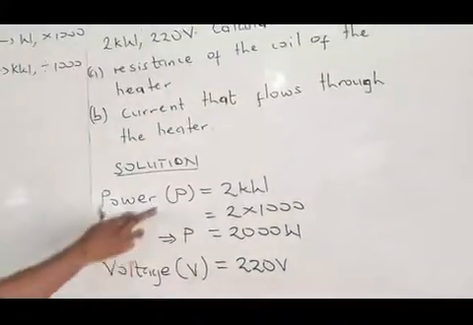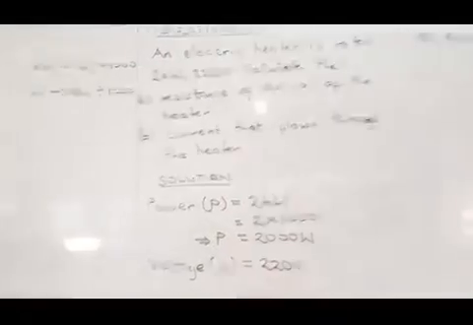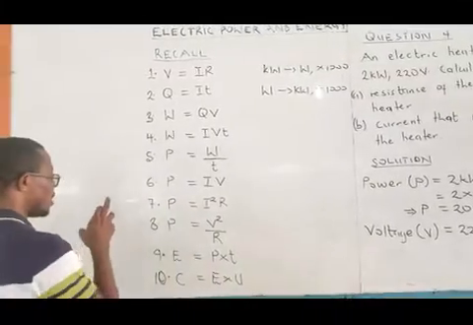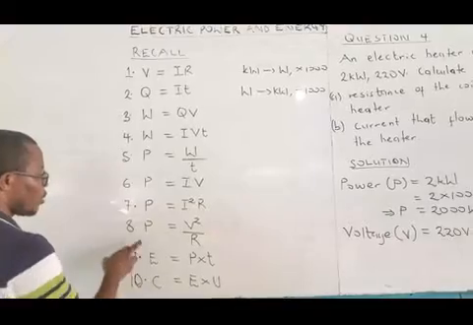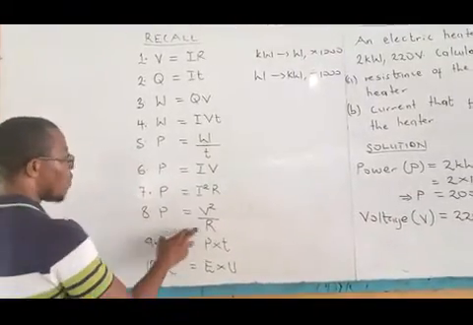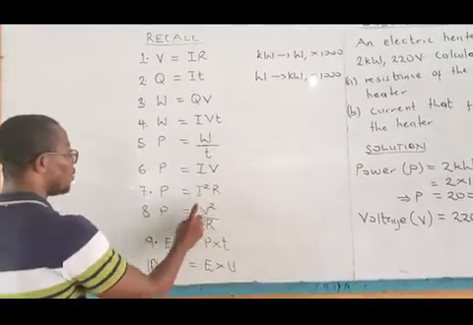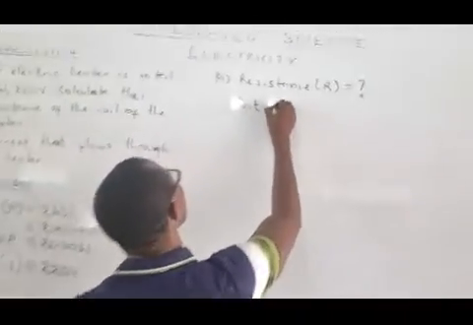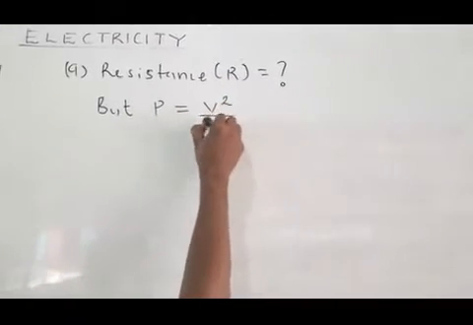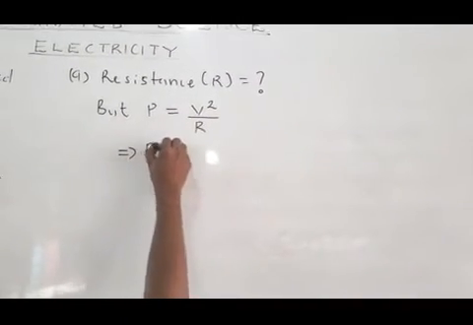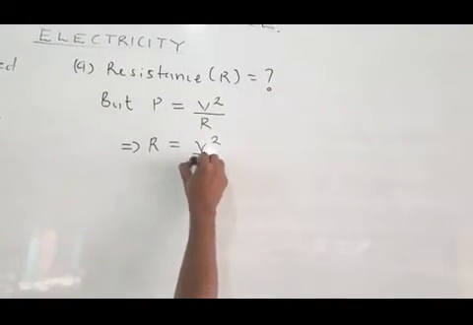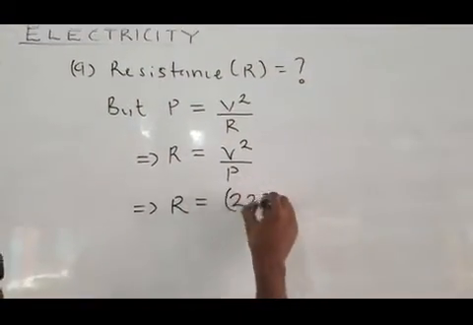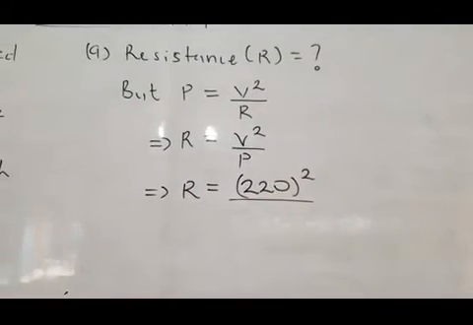Okay, so we have power, we have voltage, we are looking for resistance. So you should look for an equation that connects the three parameters: the power, the voltage, and the resistance. From equation 8, that's the equation that connects the three. So power equals the voltage squared over the resistance. We know the power, we know the voltage, so you make R the subject. From equation 8, P equals V squared over R. We are looking for R, so R becomes V squared over P, with the 220, but it's V squared, so you have to square that, over the power, 2,000.